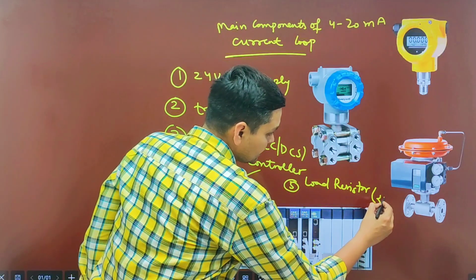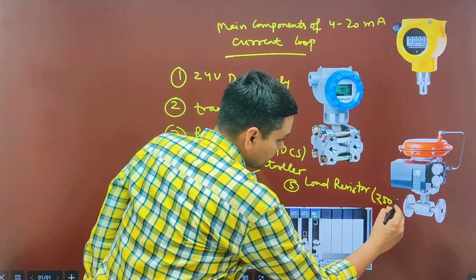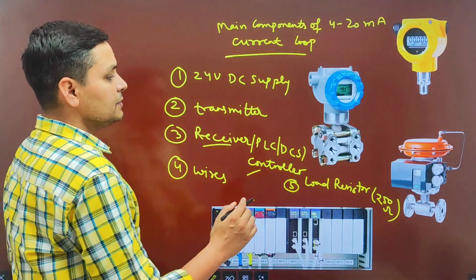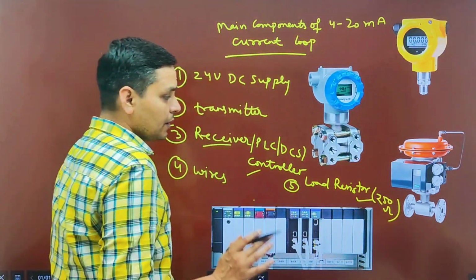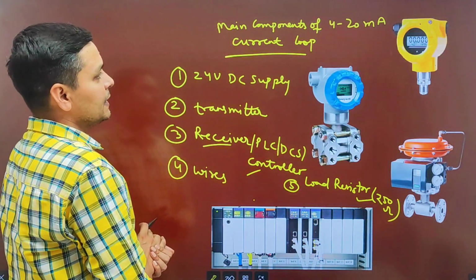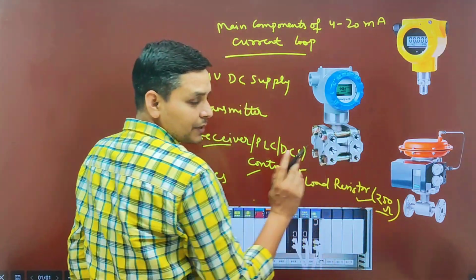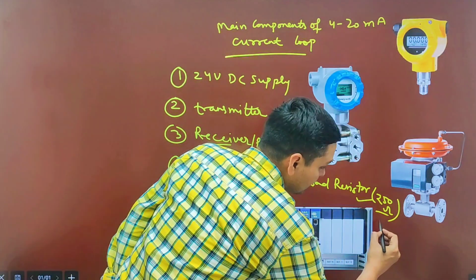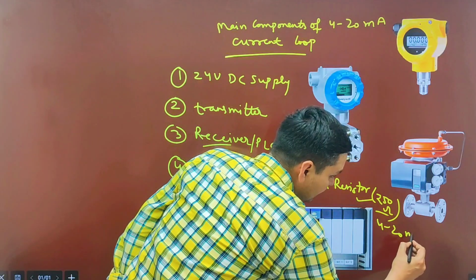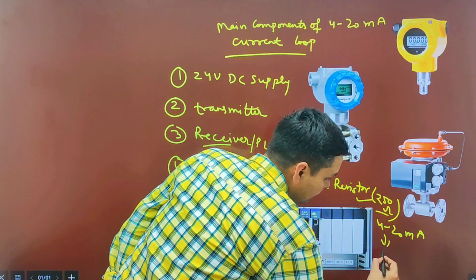and this load resistor is 250 ohms. Friends, we will use a 250 ohm resistor in this 4 to 20 milliampere current loop because this 250 ohm resistor is used to convert 4 to 20 milliampere signal into 1 to 5 volt signal.